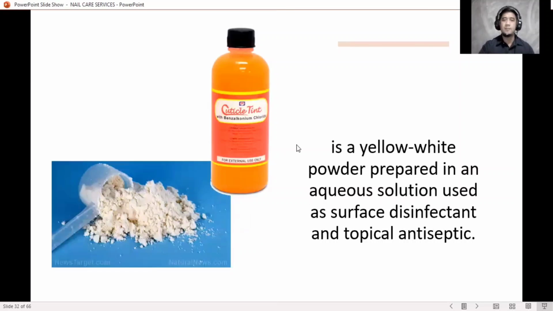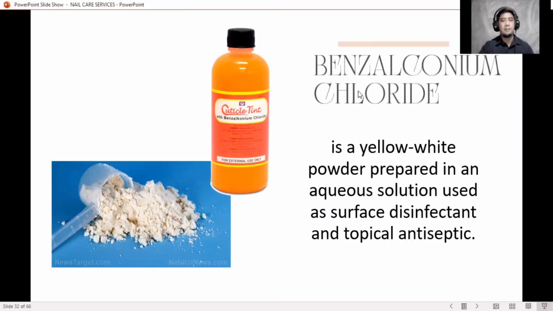Next, we have this example, no? It is a yellow-white powder prepared in an aqueous solution used as surface disinfectant and topical antiseptic. Okay, we call this one benzalkonium chloride. This white or yellow-white is the benzalkonium chloride and this is the solution already. Because you can buy this one na solution na siya, hindi nyo na kailangan itimpla.